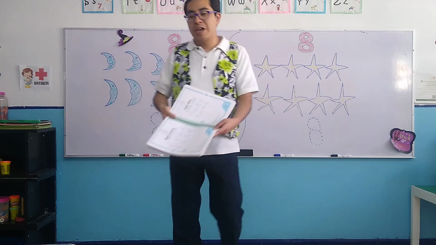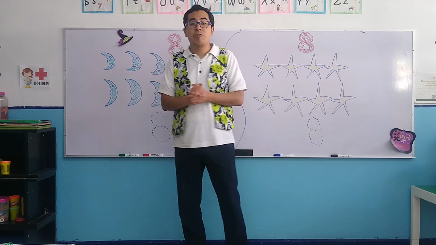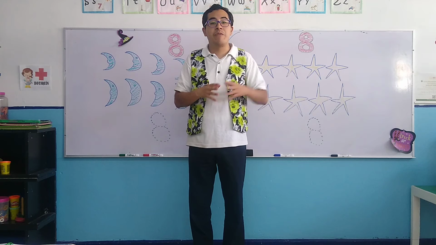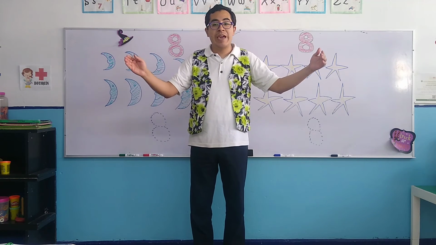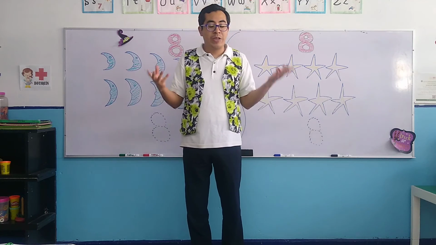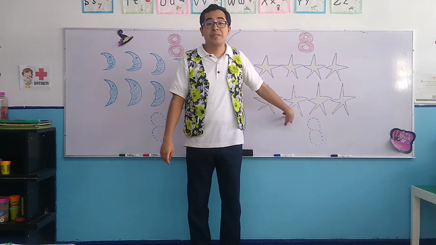So that's it for today, my children. I hope you have an excellent day. Don't forget to review and remember and practice always the numbers from 1 to number 8 and also the objects, okay? Today's objects are moon and star.